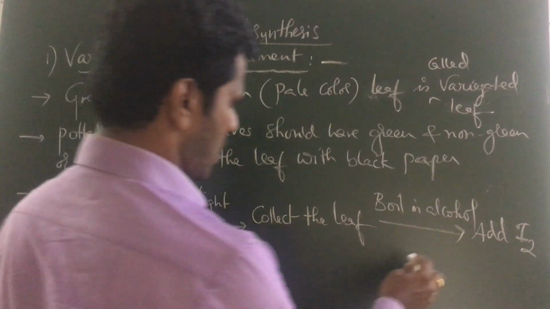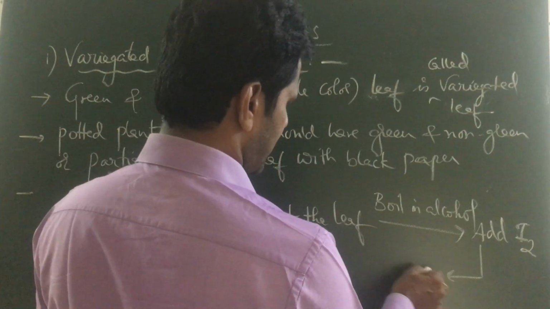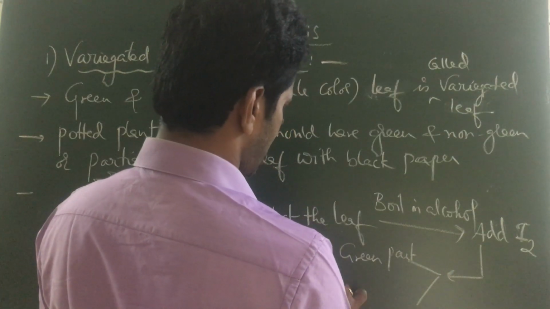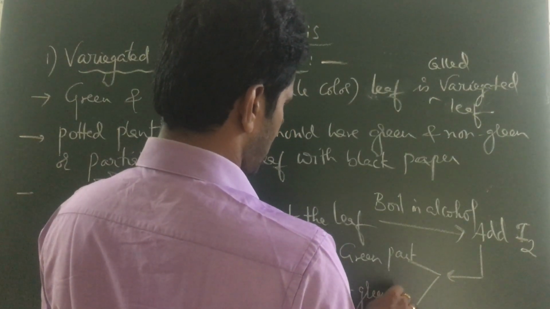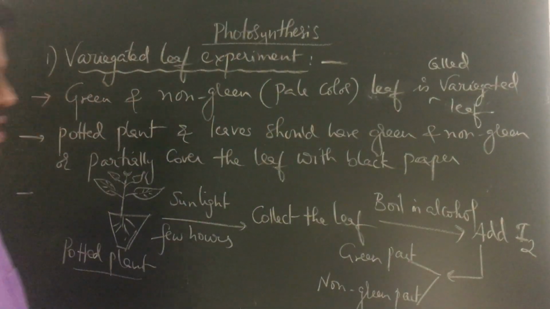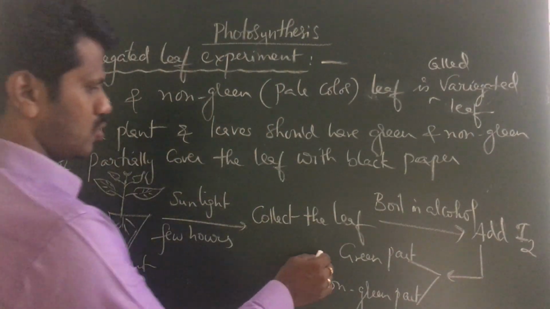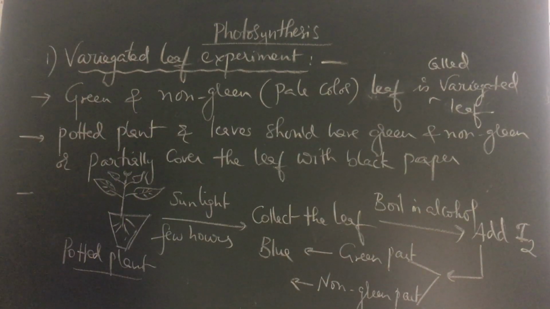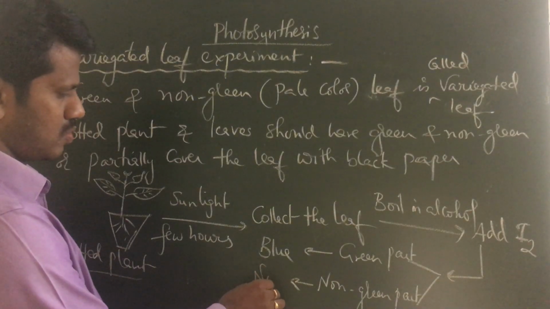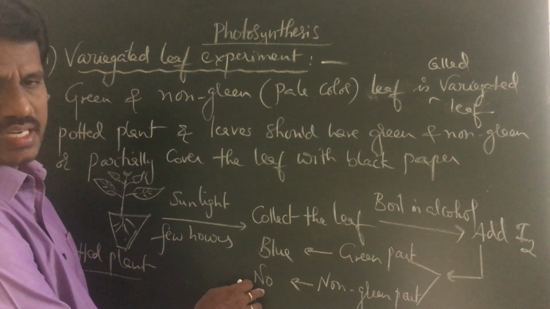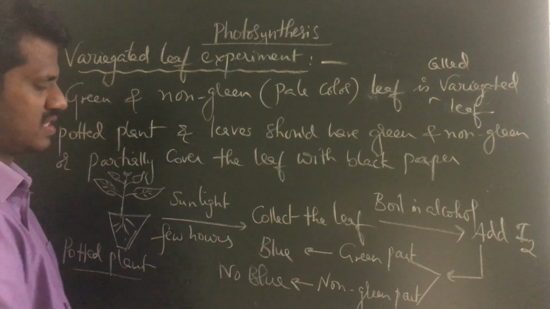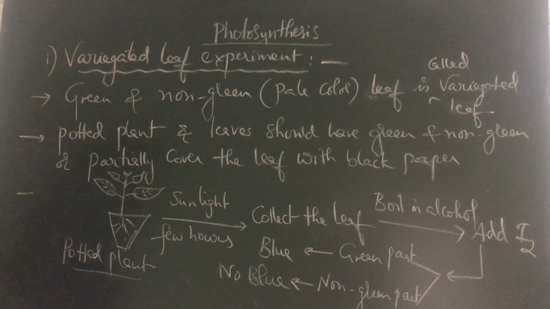Then if you test with the iodine, what kind of changes do you see? The green part of the leaf will turn to blue color. The non-green part will be colorless; it does not turn into blue. So this is what we see when you check with the iodine.